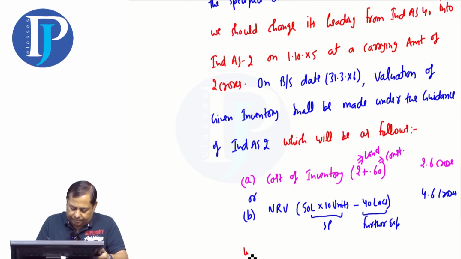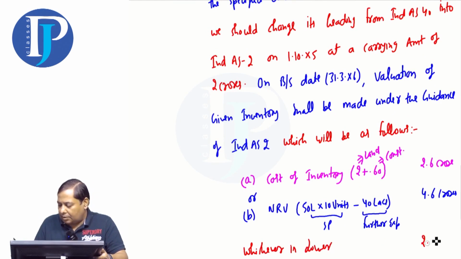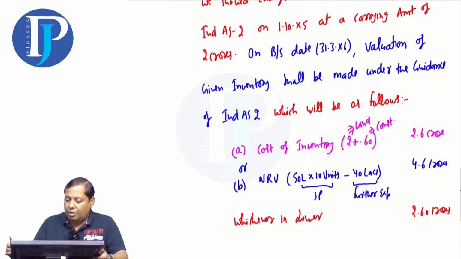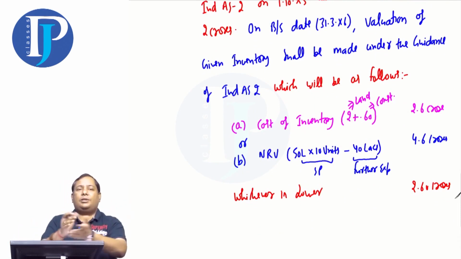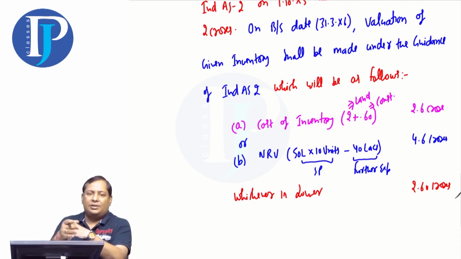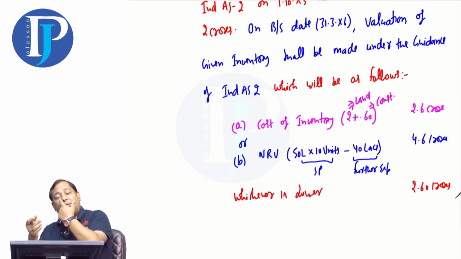Whichever is lower, 2.6 crore. Now for valuation, cost or NRV, whichever is lower, which is the principle of Ind AS 2. We studied this in Inter in AS 2. So for this you need some knowledge of Ind AS. Everyone knows valuation is cost or NRV, whichever is lower.